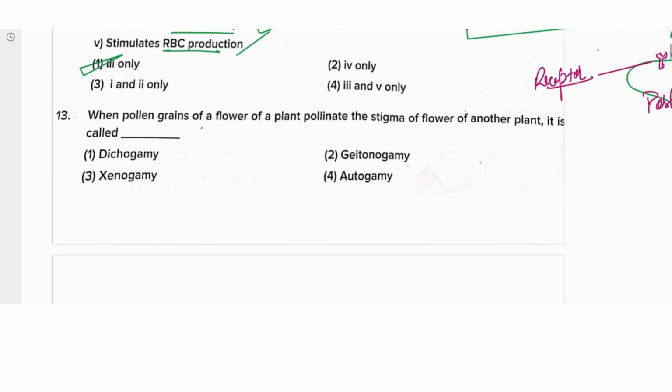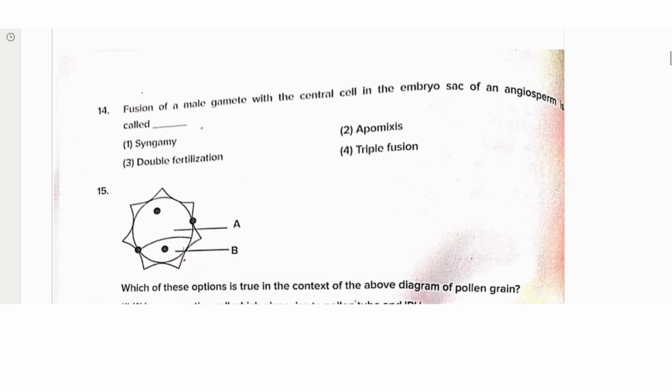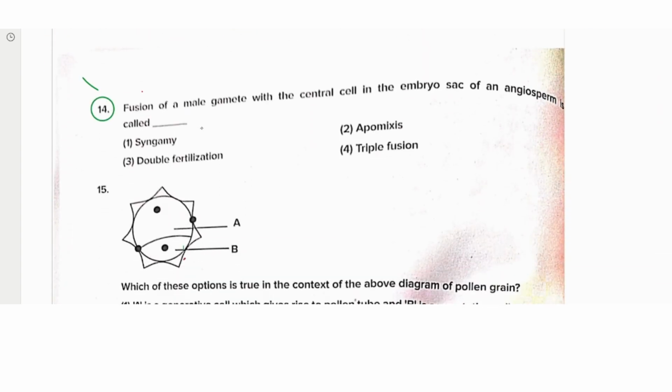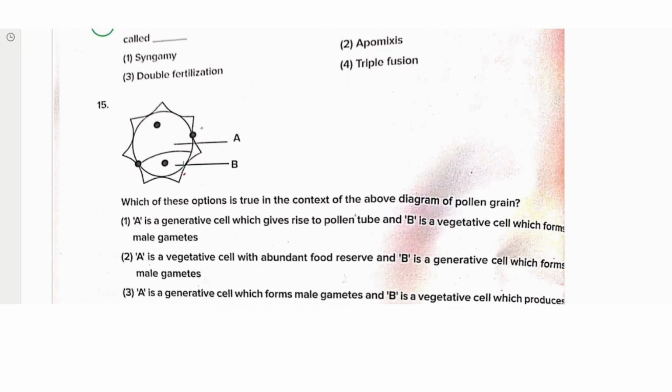Okay, next is question number 13. When the pollen grain of a flower of a plant pollinates the stigma of another flower, if they are talking about another flower, then it is xenogamy. Question number 14: fusion of the male gamete with the central cell of the embryo sac of an angiosperm is called what? It would be triple fusion. Very simple question.